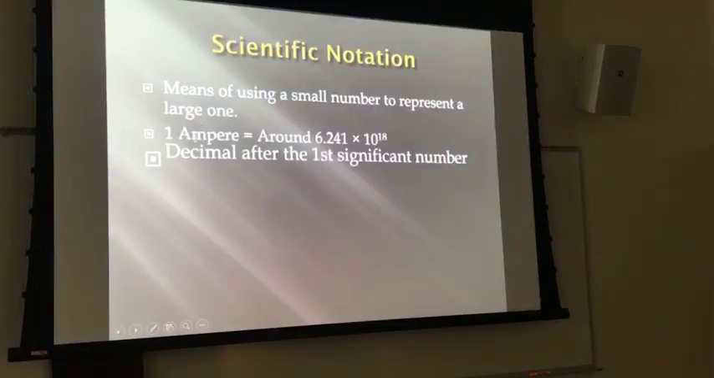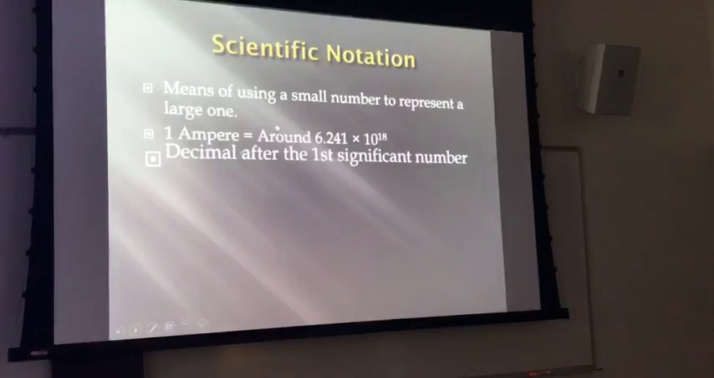Scientific notation is just a means of using a relatively small number to represent a very large number. An amp is 6.241 times 10 to the 18th power electrons, and that is a massively cumbersome number to have to draw out. Even though that's still a lot of numbers, compared to drawing out 18 zeros, that's really pretty insignificant, right?